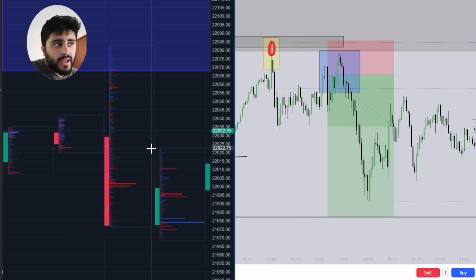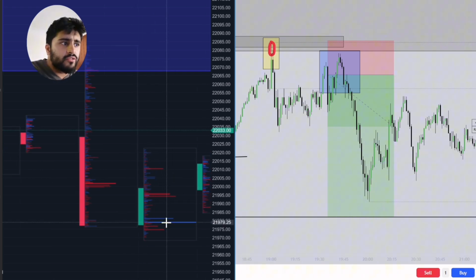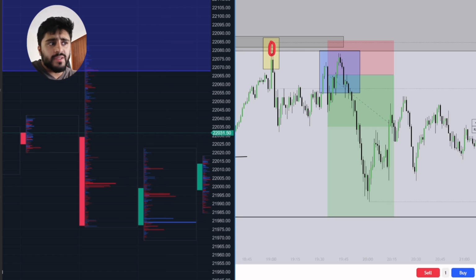The second thing you want to look at is where the volume in this candle is situated. Volume is just a fancy way of saying, where is the interest in the market? Where are there the most transactions in this candle? Here, we can see the majority of the volume is situated in the lower half of the candle.